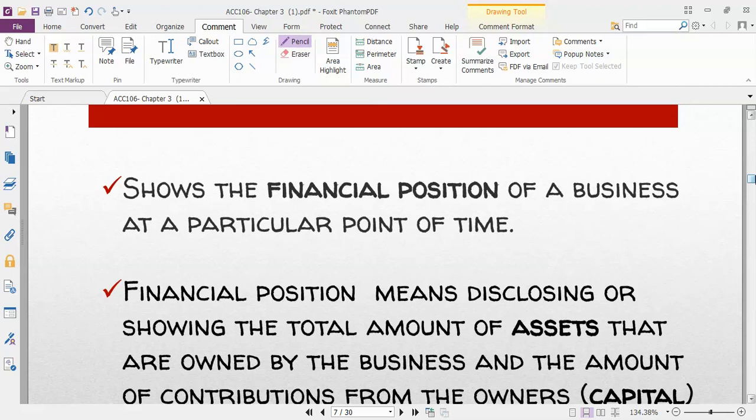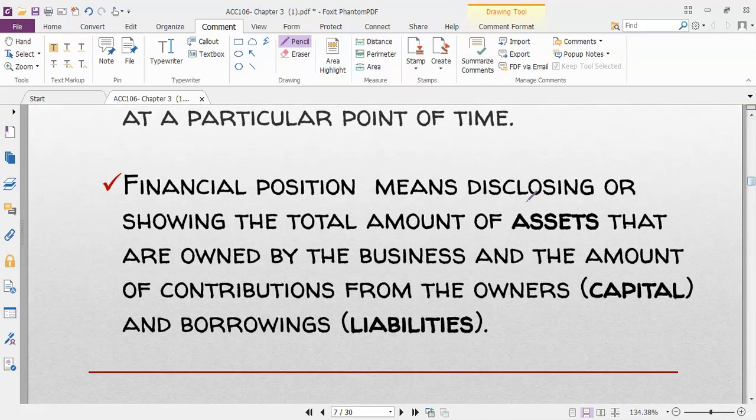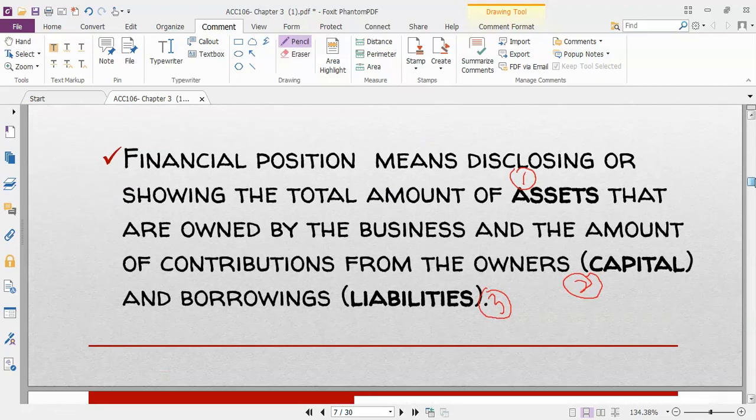Okay, we will find 3 items ataupun 3 classification in the statement of financial position. Okay, apa dia? The first one is asset, amount of asset. Secondly is honest equity ataupun nama lain dia capital. And then the third one is liability. Okay. So ini elemen yang you kena tahu dan faham apa elemen tersebut. Okay, 3 benda yang ada dekat dalam SOFP, Statement of Financial Position.